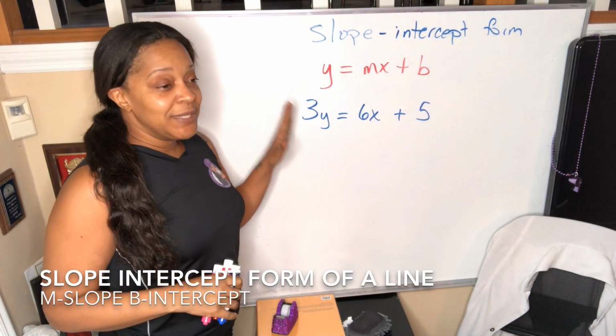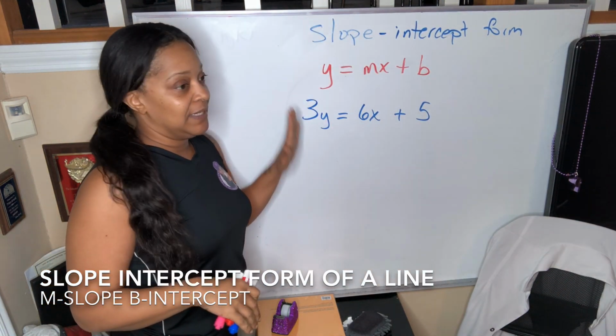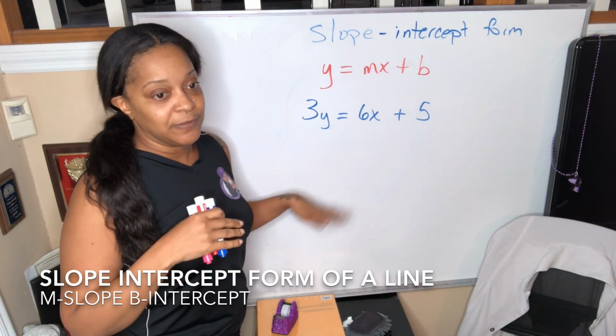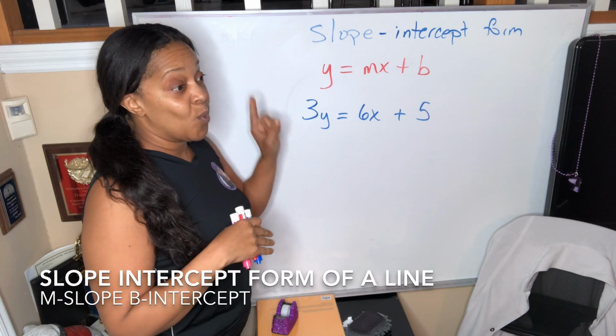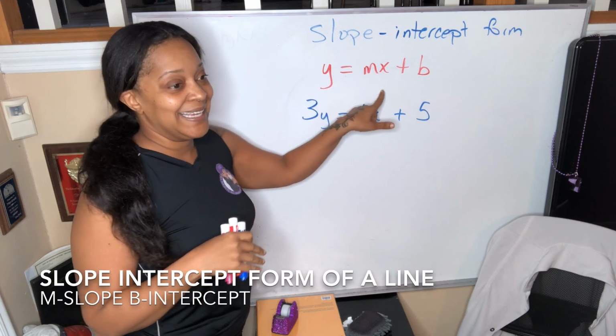Okay, so we know that the slope of a line is simply its rise over its run. We're talking about the y values over the x values.